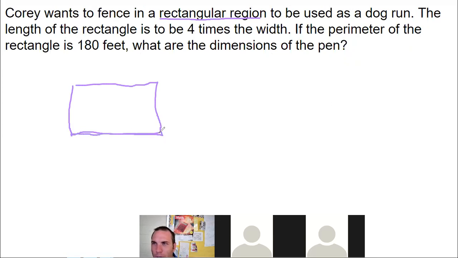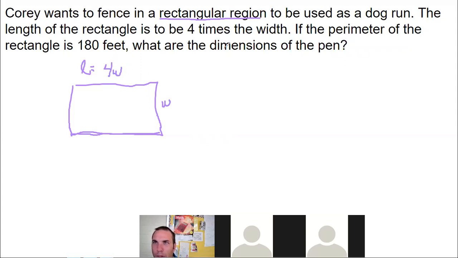When students call me over and ask for help on this one, I always say, draw a picture. And I say, nope, I'm not doing anything until you draw a picture. The length of the rectangle is 4 times the width. So we have 4 times the width. And what's the width? We're saying W is the width. We don't know the width. The length is equal to 4 times the width.